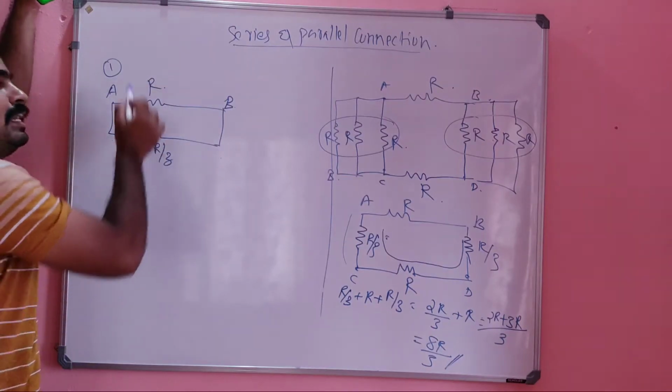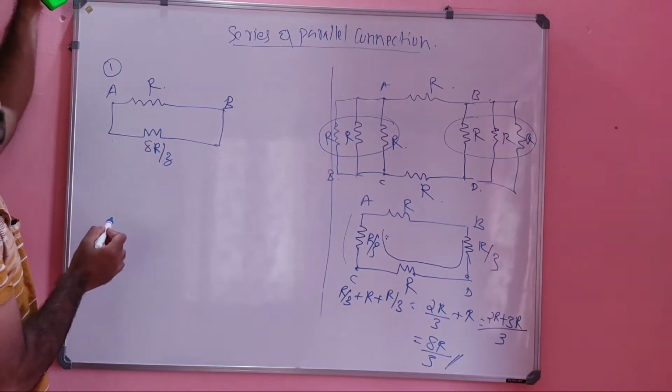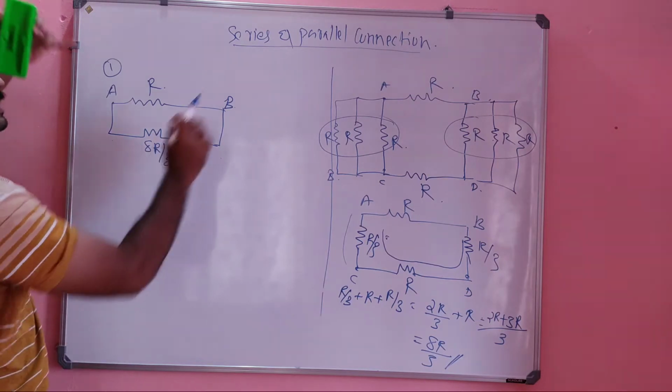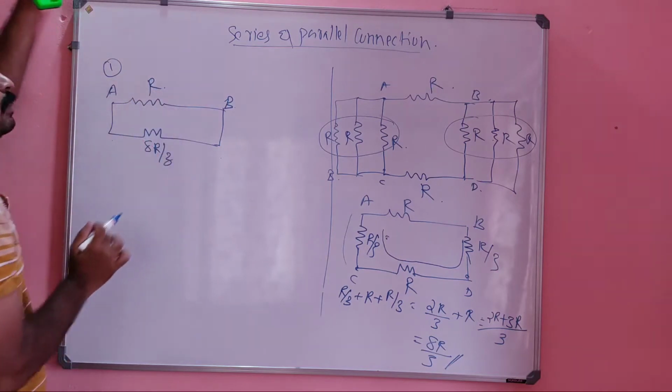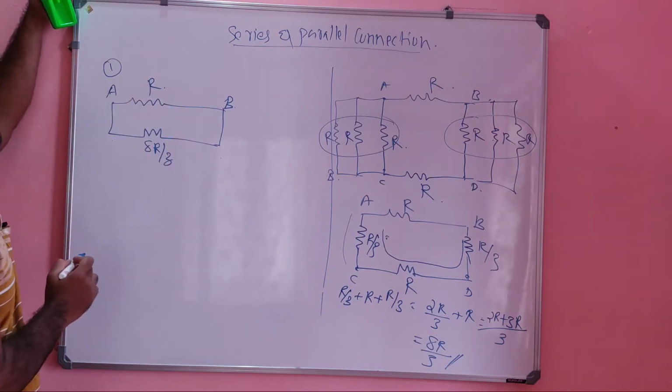So again these two are in what? Parallel. These two are in parallel connection. So considering A and B as point to point, these R and 8R by 3 are in parallel.